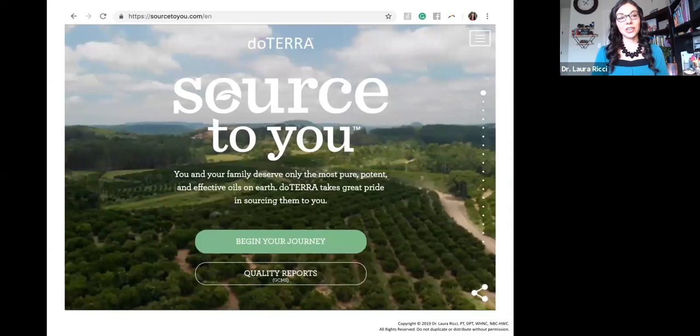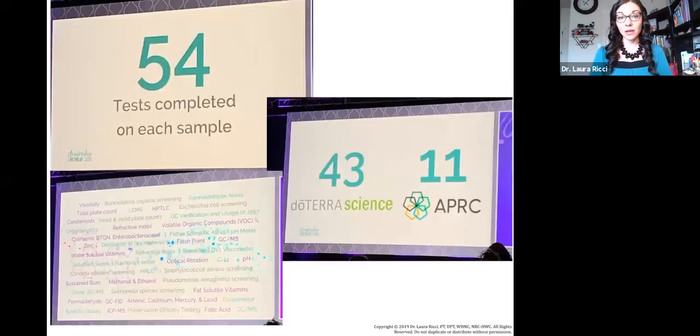So a quick reminder, when we're talking about topical use of essential oils, quality does matter. There is an incredible website called sourcetoyou.com. I highly recommend that you check it out. One of the things that you can do at sourcetoyou.com, if you see there at the bottom, you can pull a quality report for your bottle of essential oil. So all of our bottles of essential oil have a little code there at the bottom, printed on the bottle, and you can look up the testing and quality reports for your batch of oil. This is very, very important.